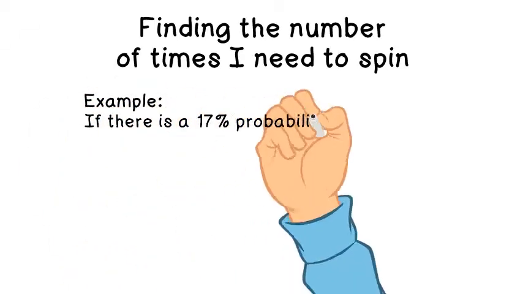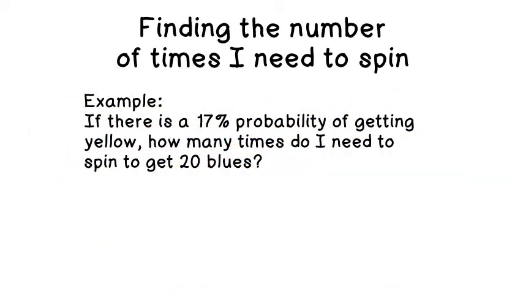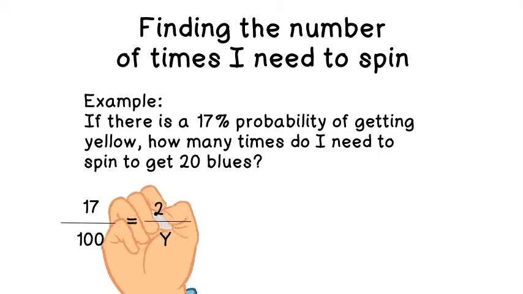Let's use probability to find the number of times I need to spin a spinner to get an expected value. So in this example, if there's a 17% probability of getting blue, how many times do I need to spin to get 20 blues? Well, once again, I set up a proportion, and this time I have 17% and the variable goes in the denominator because our variable this time represents the total number of spins that I need.